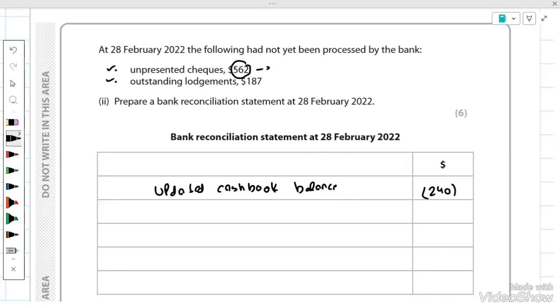So it means that we just gave that 562 check to our supplier, but fortunately, he didn't withdraw this amount from our bank account. And number two is outstanding lodgements, which is 187. So this is outstanding, so it means that the bank needs to add this to our account. Okay, so first of all, you need to deduct this outstanding lodgements.